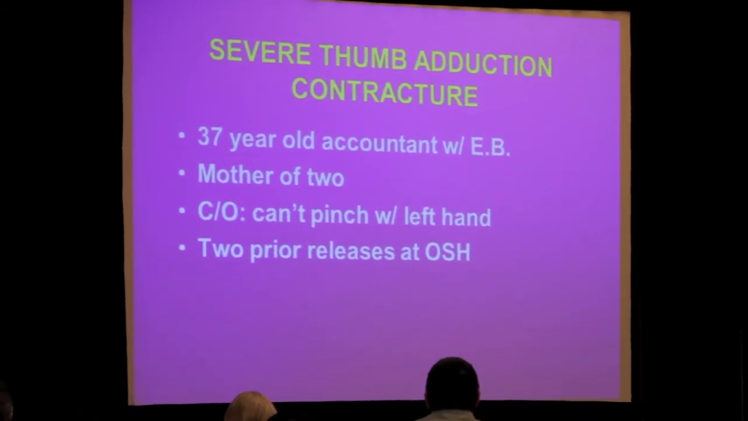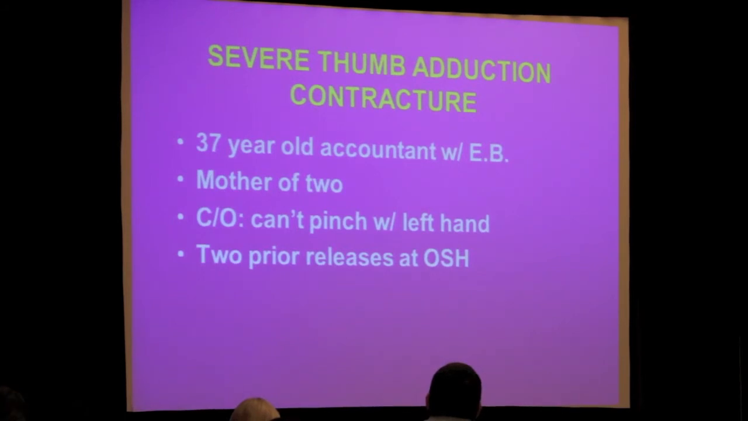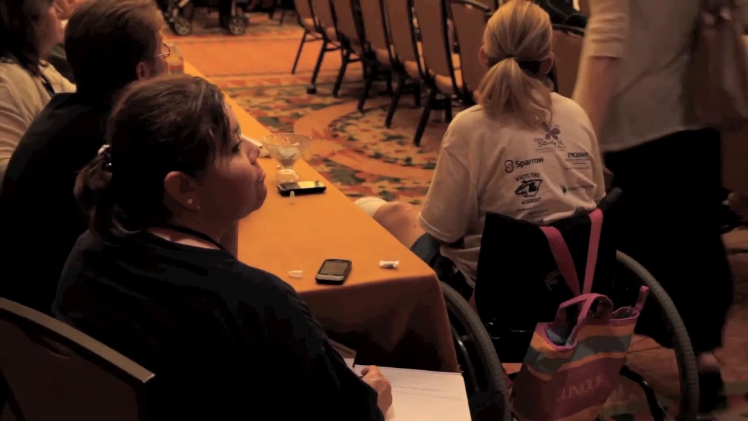Finally, the most difficult thing that I deal with is an adduction contracture, or when the thumb basically goes into the palm and is tightly adherent to the index finger. If you don't have a thumb, or if your thumb is non-functional, it's very hard to do most activities of daily living. This happened to be a very courageous 37-year-old accountant, mother of 2, who couldn't pinch with her left hand. She'd had 2 prior surgeries in an outside hospital. This is a little medical garble, but the bottom line was that she had a bad thumb.